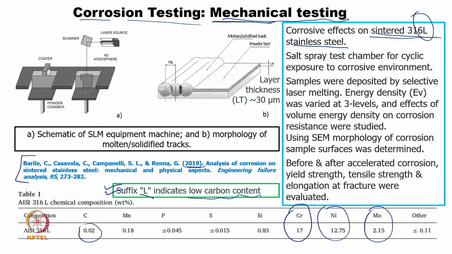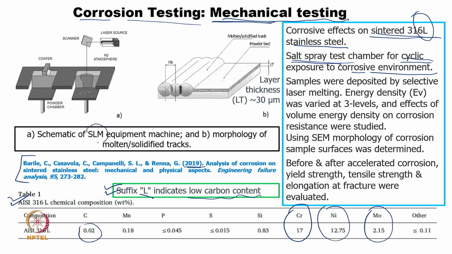Now, naturally the question comes how do we do material testing, particularly corrosion testing. They use a salt fog or salt spray test, and they made a chamber, and then they did a cyclic exposure of corrosive media on steel surface samples which were made from sintered 316L stainless steel, and the chemical composition has been given over here.